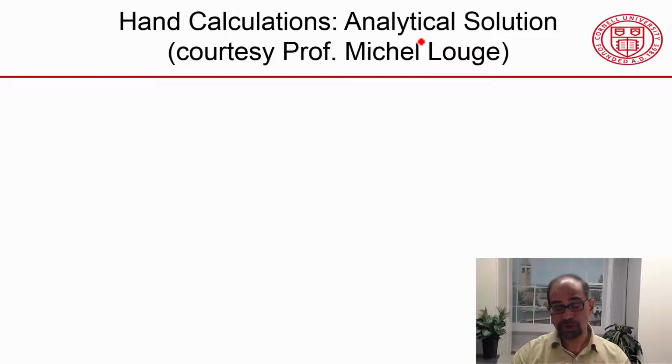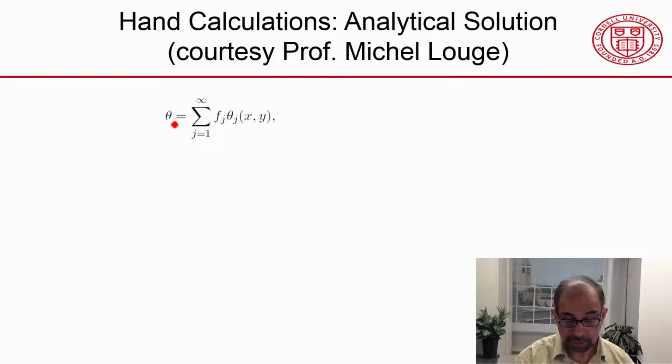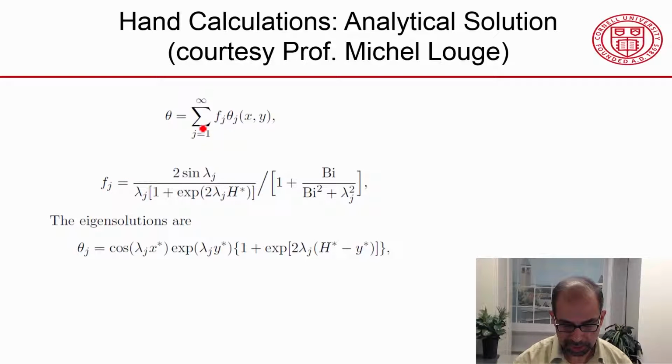And the analytical solution to our mathematical model, I'll show you, and this is courtesy of Professor Michel Louge, who presents this in his class when he teaches the heat transfer course in mechanical engineering at Cornell. The analytical solution is found using separation of variables, and it comes out in the form of an infinite series. And this is a constant. These are constants that depend on these eigenvalues, and in a moment I'll indicate how you find those eigenvalues. It depends on the Biot number and on the aspect ratio. The Biot number and the aspect ratio are inputs into the problem.